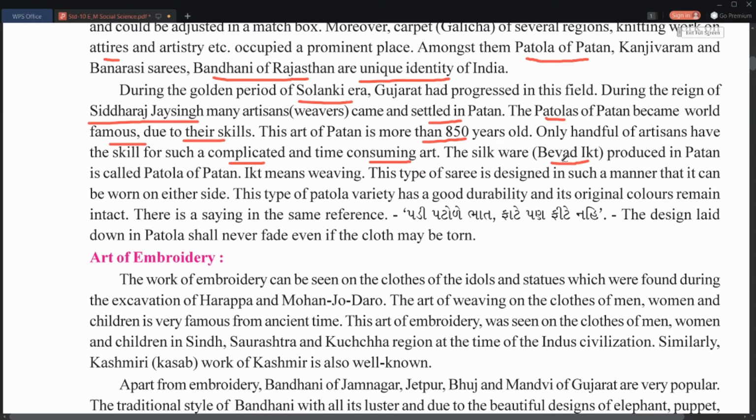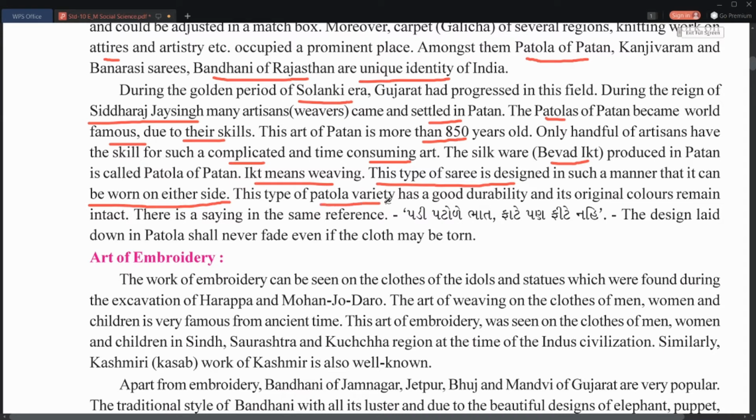The silkware, bevered ik. You see, bevered means double on either side. Ik means weaving, art of weaving. Bevered ik produced in Patan is called patola of Patan. You just try to understand this. Ik means weaving, and bevered means on either side. This type of sari is designed in such a manner that you can wear these saris on either side.